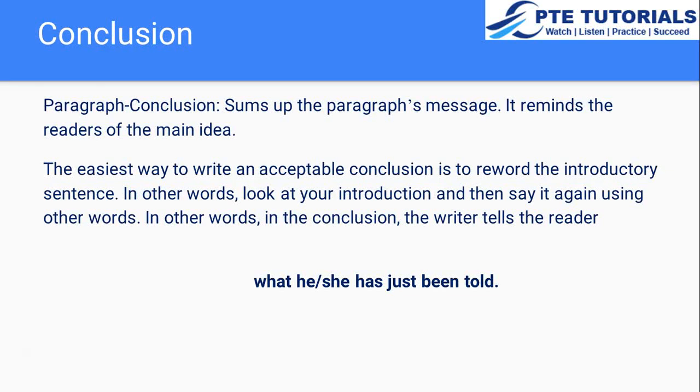The conclusion of your paragraph. It essentially sums up the paragraph's message. It should remind the reader why the paragraph exists and perhaps give you a bit of direction to go after reading the paragraph. Essentially, the easiest way to write an acceptable conclusion is to just reword the introductory sentence. This is the most basic of conclusions, however, it is the most trustworthy and useful in most circumstances. In other words, you should look at your introduction and then say it again using other words.